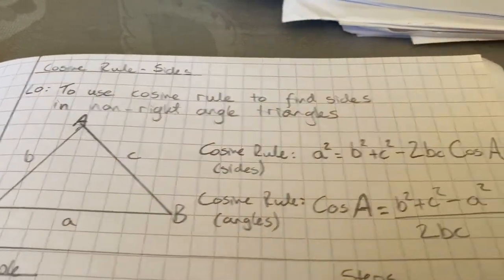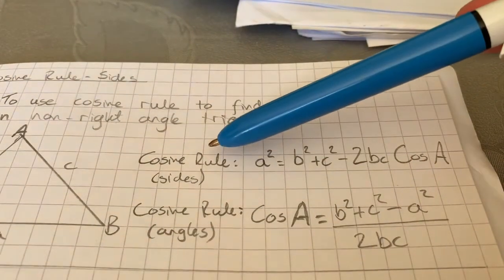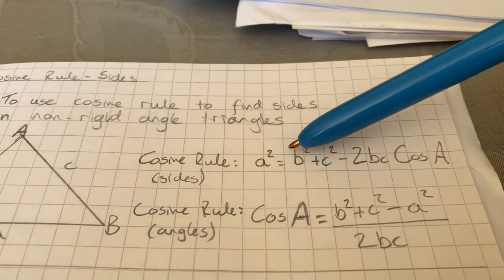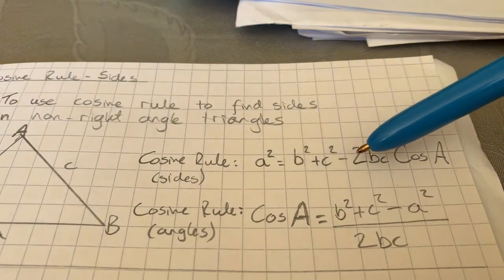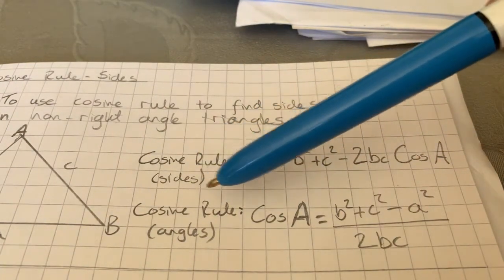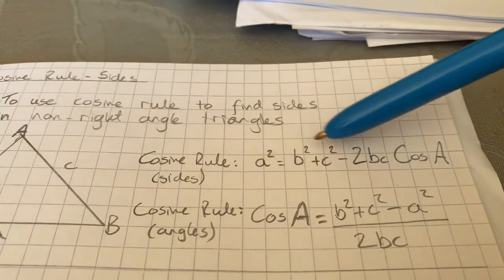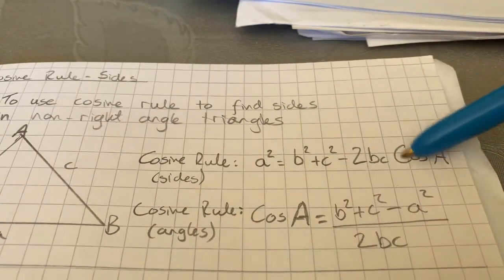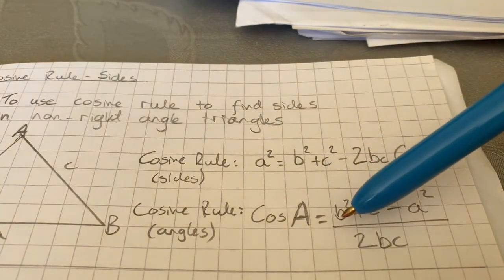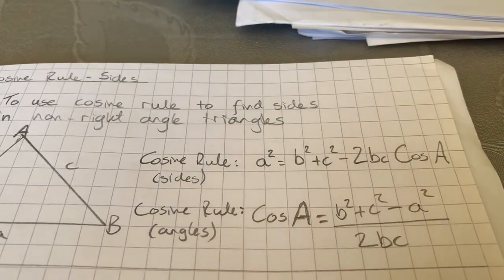So the actual formula, this is chunky and you do have to memorize it. So the cosine rule to find sides is a squared equals b squared plus c squared minus 2bc cos A. And then to find it for angles, which we won't be using in this video, is this formula rearranged to make cos A the subject. So if you remember the top one, you can do the bottom one just by rearranging it yourself. You don't need to memorize that fully.